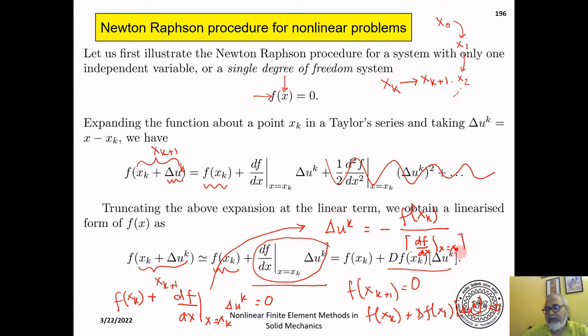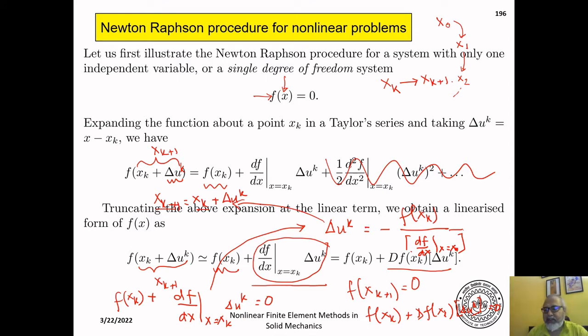This is delta uk, which means that once we have solved for delta uk, we can now go back and construct our next best iteration, which is xk+1, and it's constructed as xk plus delta uk. We then go back to this step, keep repeating this till xk+1 and xk become, for all practical purposes, equal to each other. That means delta uk starts becoming close to 0.